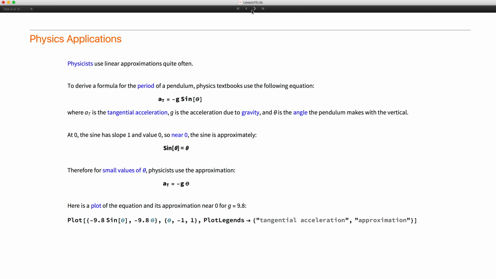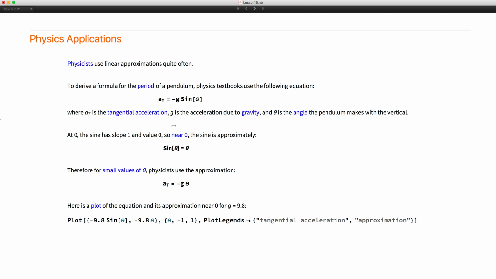Okay, so in physics, one needs this notion of linear approximation all the time. So, for example, when one studies the pendulum and you want to talk about the period of the pendulum, you start with the equation for the acceleration. So that's the tangential acceleration at, and g is the acceleration due to gravity, theta is the angle that the pendulum makes with the vertical.